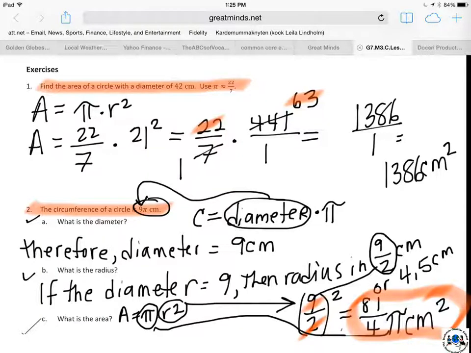Now that they initially set this up showing the circumference as 9 pi centimeters, we just used this notation instead of calculating with pi. So this is a good answer right here.